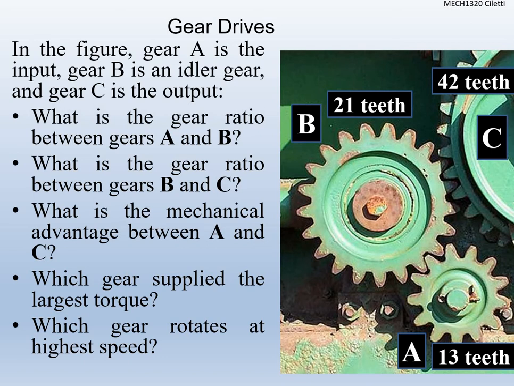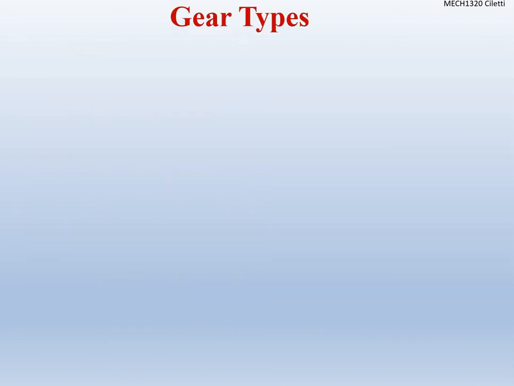Out of all of that, which gear supplied the largest torque? Obviously C, right? It's the largest gear. The larger gear will always have more torque. Which gear rotates at the highest speed? That's going to be gear A. It only has 13 teeth, so it's going to rotate the fastest. All important information about gears.